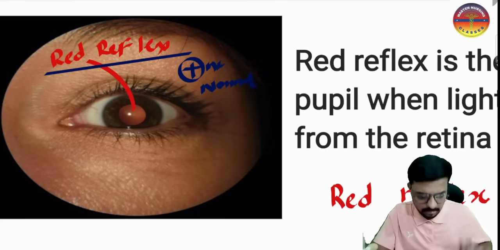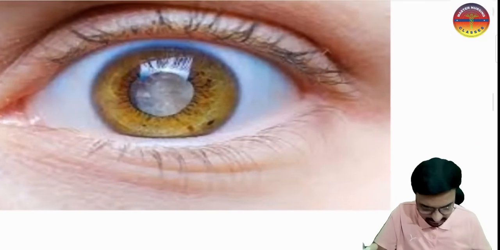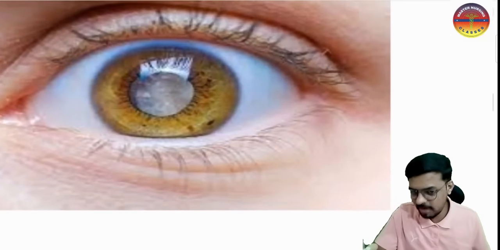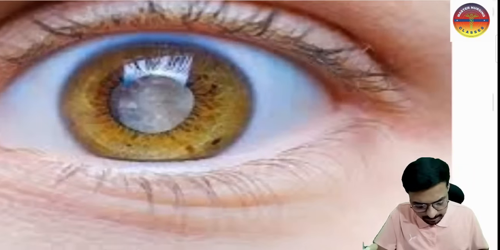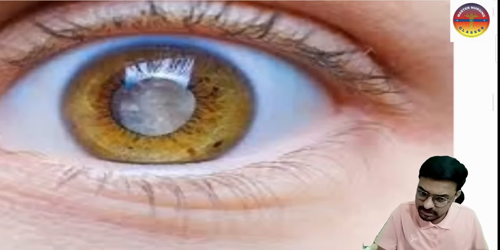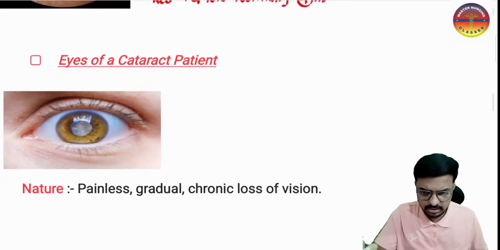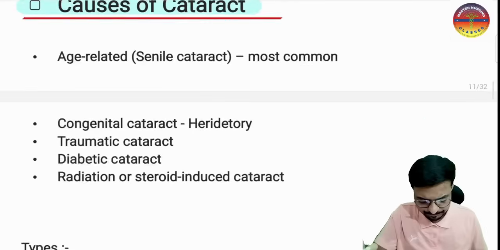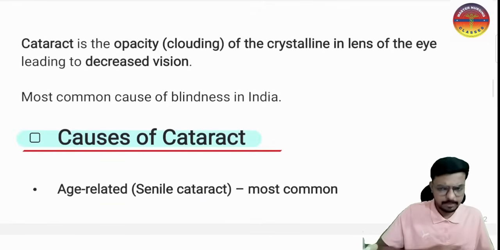If the lens becomes opaque, you can see the red reflex is absent in the cataract. We have an absent red reflex, and the lens will be seen completely opaque. This is a very important thing you have to understand here. And let me revise all the golden points very quickly and very perfectly here.